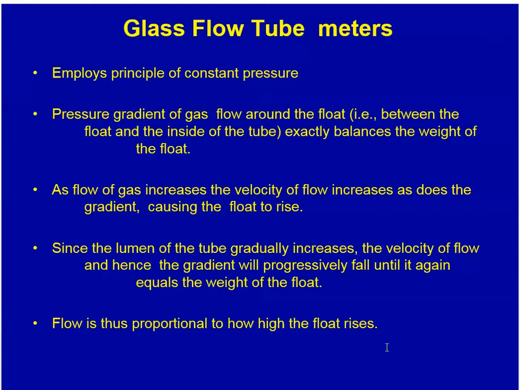They employ the principle of constant pressure. The pressure gradient of gas flow around the float, i.e. between the float and the inside of the tube, exactly balances the weight of the float. As flow of gas increases, the velocity of flow increases, as does the gradient, which causes the float to rise. The float continues to rise until the weight of the float is exactly balanced by the pressure gradient across it. Thus, the flow is proportional to how high the float rises.